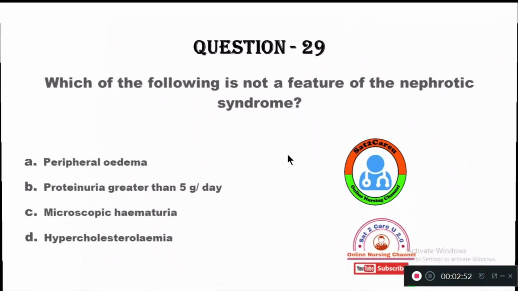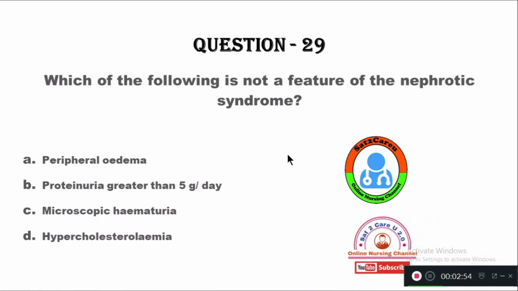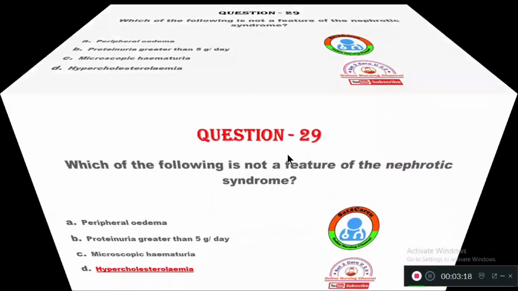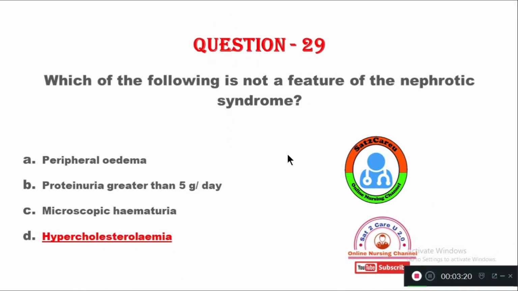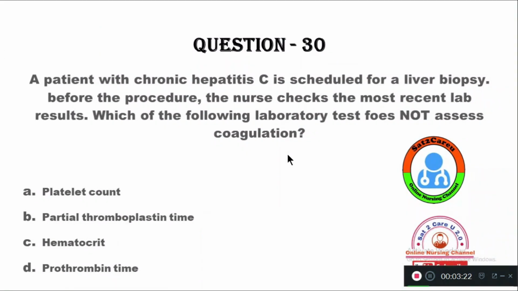Question number 29. Which of the following is not a feature of the nephrotic syndrome? Option A, peripheral edema. Option B, proteinuria greater than 5 gram per day. Option C, microscopic hematuria. Option D, hypercholesterolemia. So the characteristic feature which is not present in the nephrotic syndrome, that is option D, hypercholesterolemia.